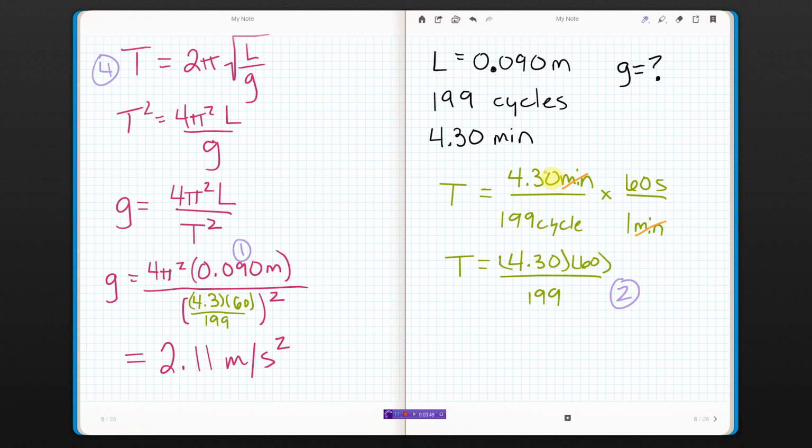So 2 points for the correct period, either by leaving it like this or just getting the correct answer, because you had to calculate it and you had to do a conversion. So 2 points there. That's 7. Let's do 2 points for the answer and 1 point for the units.